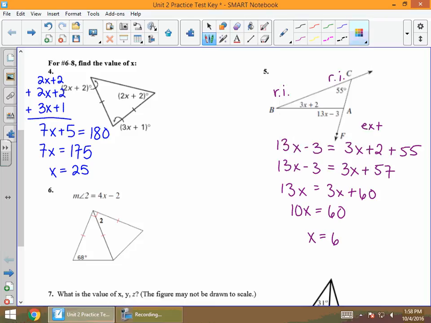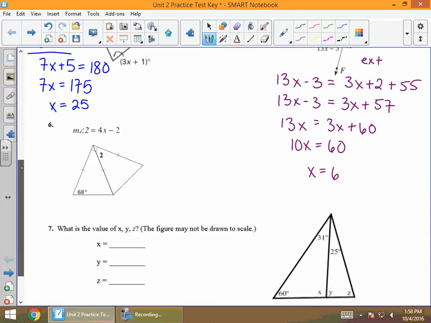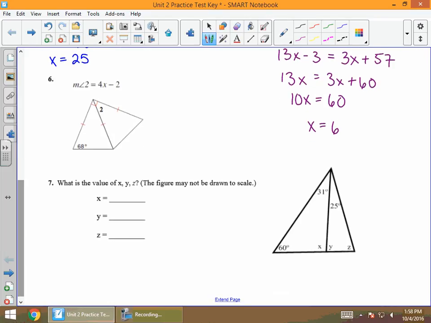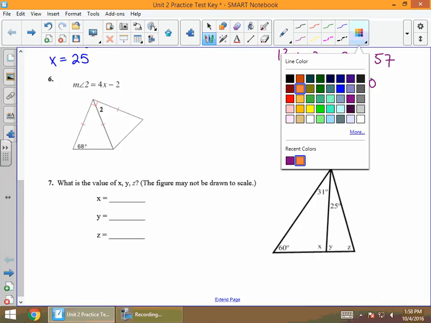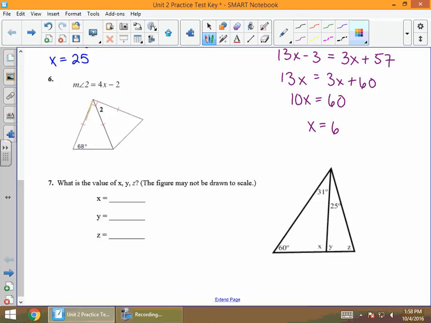Okay. Let's take a look at number 6. Doing the same thing, trying to find x. I'm going to first look at this left triangle over here. I want to use orange. All right, so this left triangle, we'll go brown, that's fine. This left triangle is an isosceles triangle. I know that because of the little red marks on the sides.